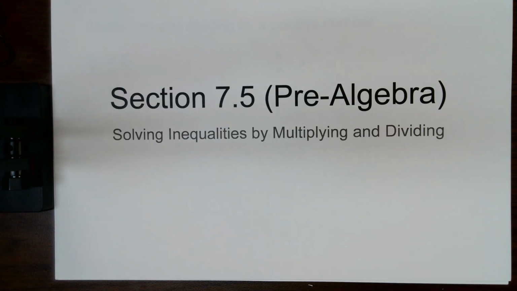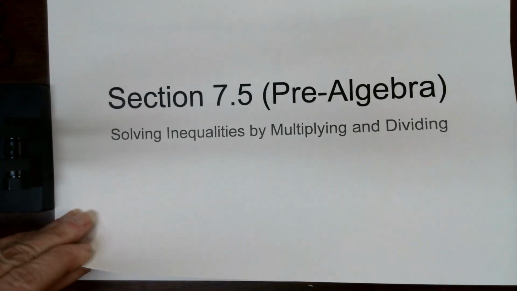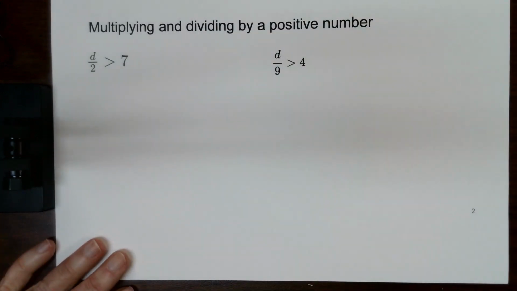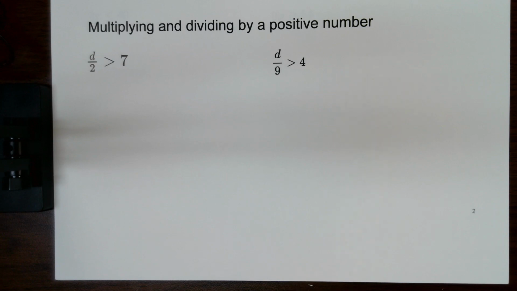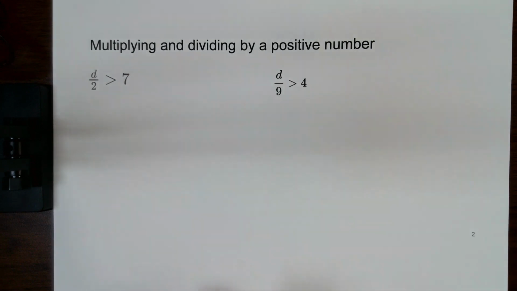Section 7.5 is on solving inequalities by multiplying and dividing. When you multiply and divide by a positive number, it's just like what you've done with the equal signs before. You remember that the opposite of multiplying is dividing, and the opposite of dividing is multiplying.